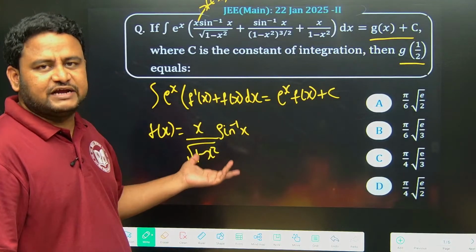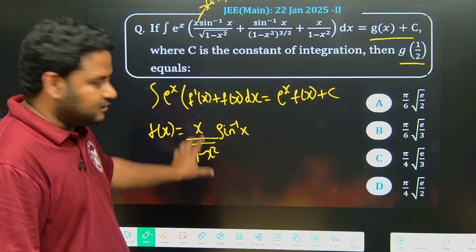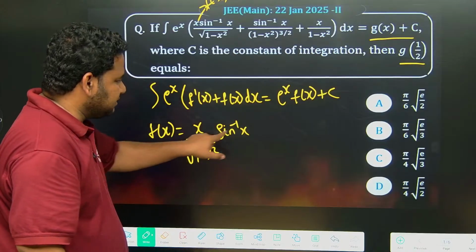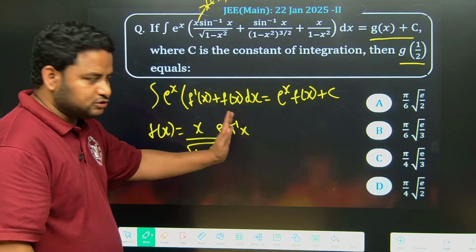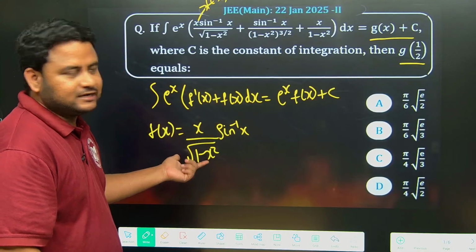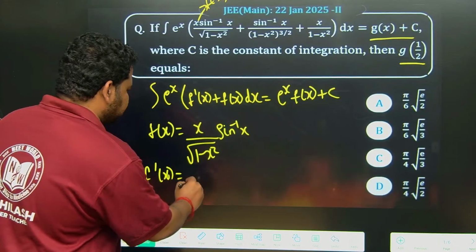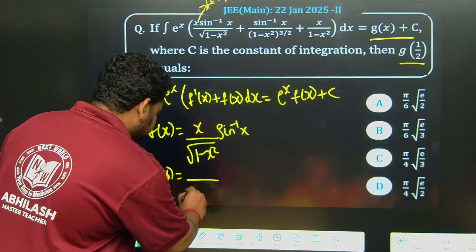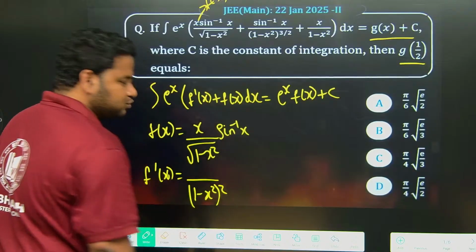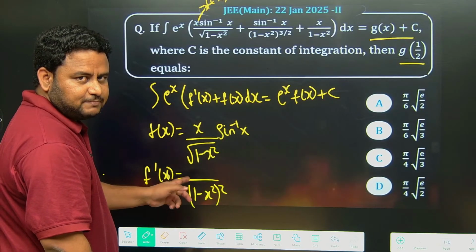Now if I want to find f dash of x, what should I use? First I should apply the quotient rule, and also sin inverse of x is there. This x by square root of 1 minus x square is one function, sin inverse of x is another function. First I should use the uv rule, but for the derivative of u I should apply the quotient rule, right? So f dash of x will be equal to, see here, square root of 1 minus x square whole square in the denominator, that is the u by v rule, v square, v times u dash minus u times v dash.